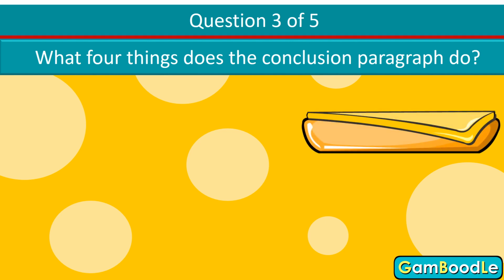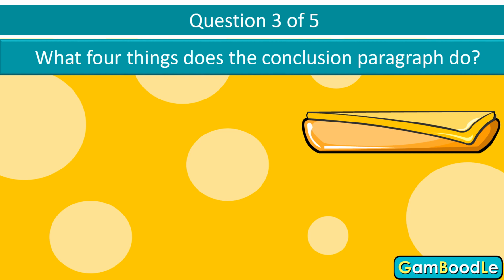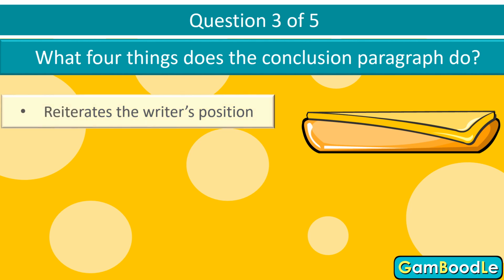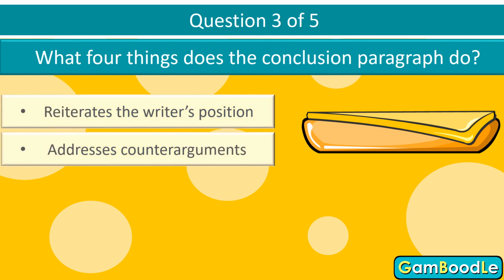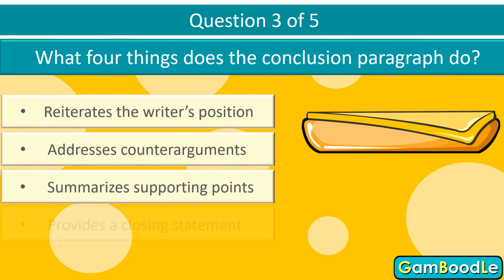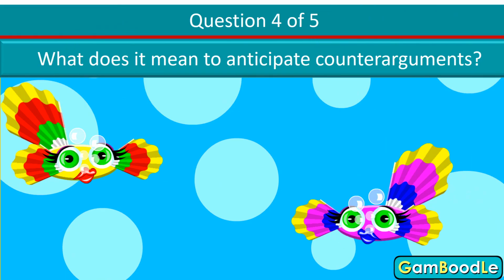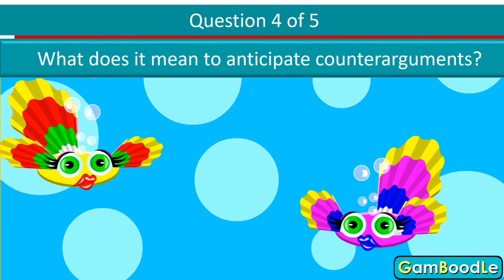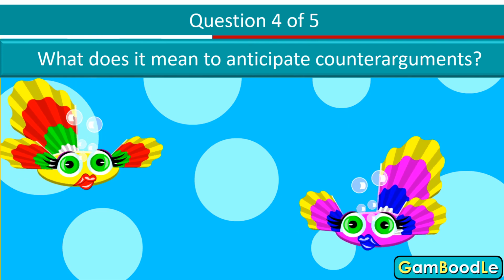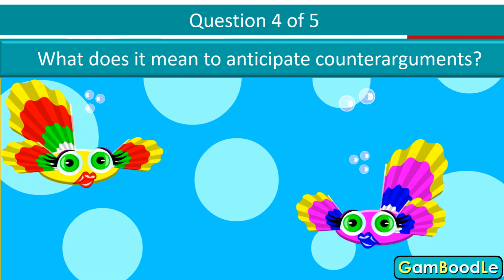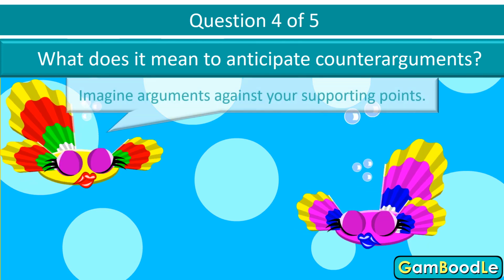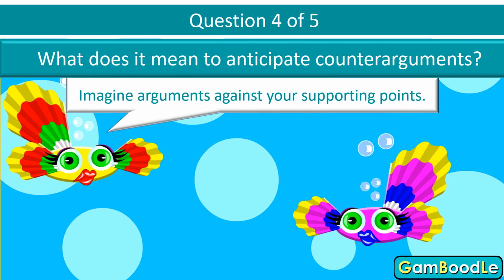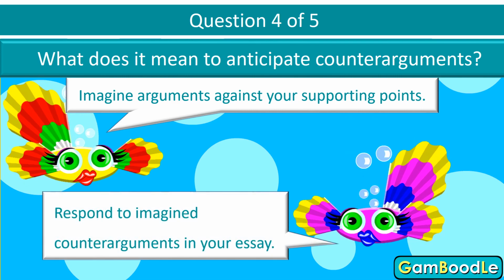Question 3. What 4 things does the conclusion paragraph do? The conclusion paragraph reiterates your position, addresses counter-arguments, summarizes your 3 supporting points, and provides a closing statement. Question 4. What does it mean to anticipate counter-arguments? Imagine possible counter-arguments to your supporting points and write your response to those counter-arguments.